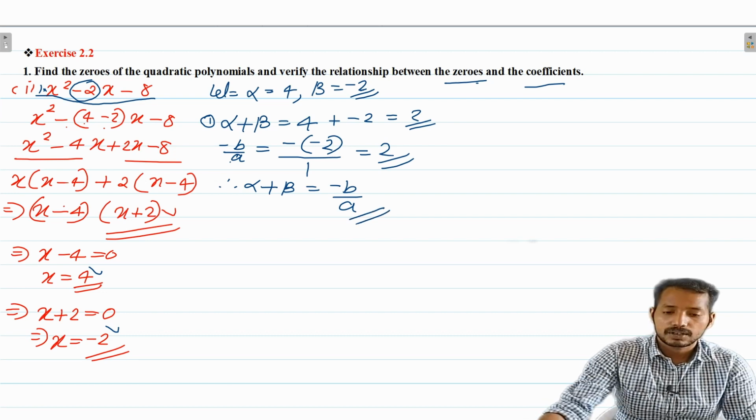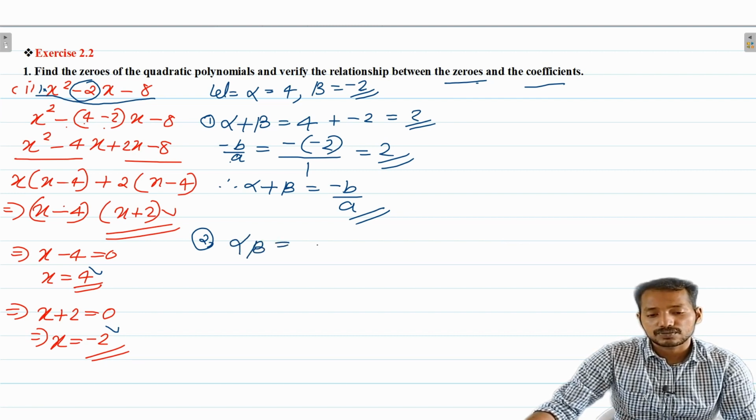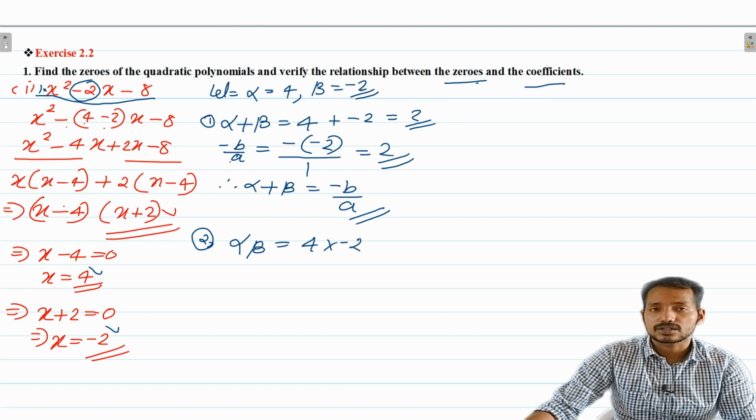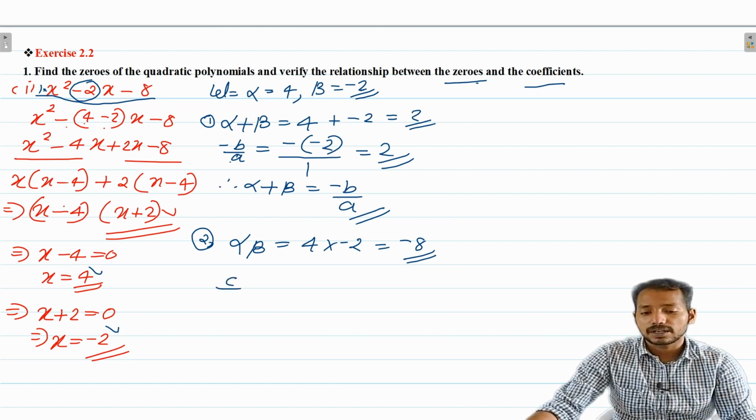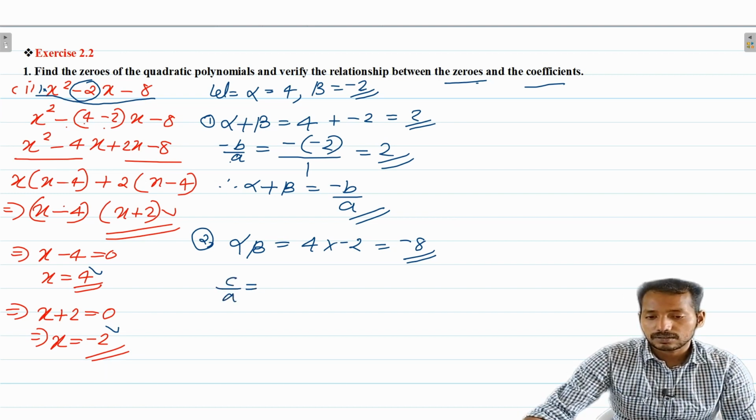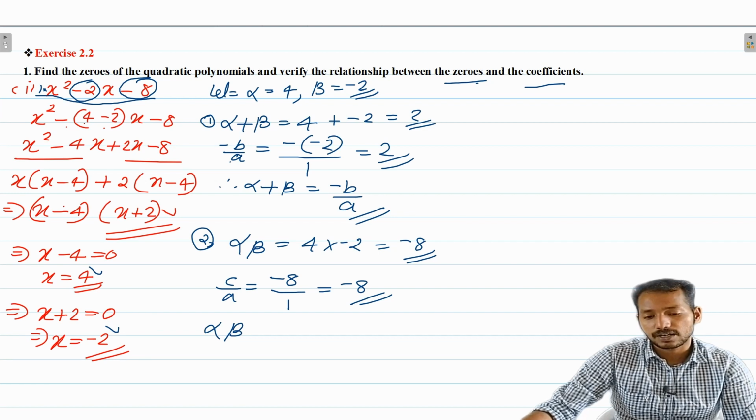Clear? Very simple. Next, what about the second relation, that is the product of zeros? For that, alpha into beta, which is equal to alpha is 4 into beta is minus 2, which is equal to minus 8. Now see, the RHS of this, alpha beta, is c by a. What is c? The constant term, that is minus 8. So minus 8 divided by a, already we know that is 1, which is equal to minus 8. So this second relation also we verified. Alpha beta is equal to c by a.